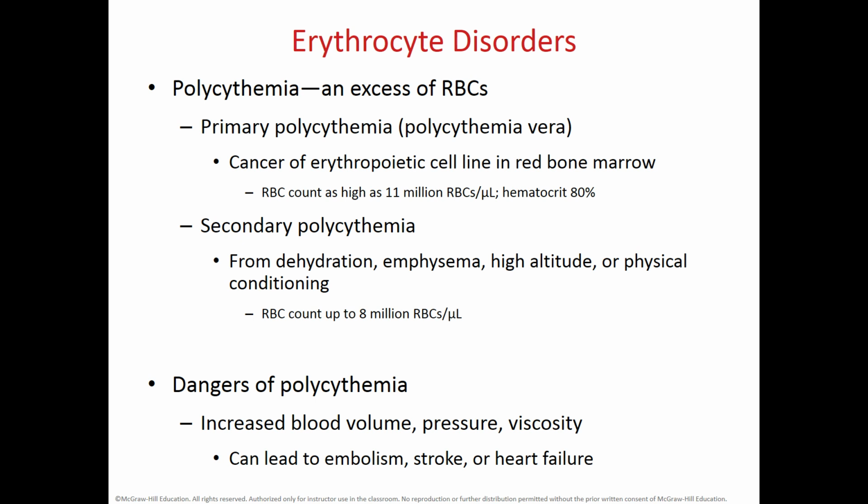Some athletes inject EPO, erythropoietin, so they can have more red blood cells so they can perform better. Of course, this is cheating. They're going to be caught eventually. But this is one cause of secondary polycythemia. In secondary polycythemia, you have a lower number of red blood cells when compared to primary polycythemia, but it is still high. It's up to 8 million red blood cells per microliter, in comparison to the usual 5 million red blood cells per microliter that someone usually has.